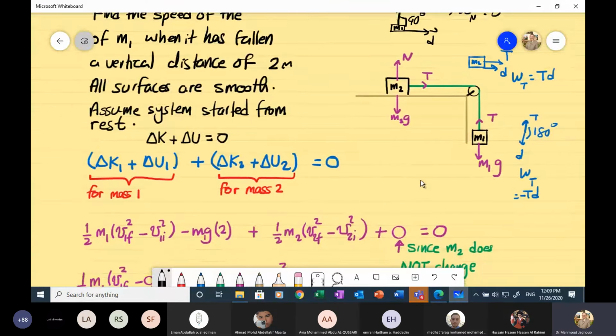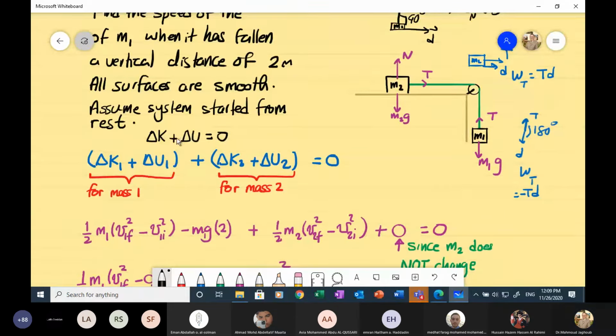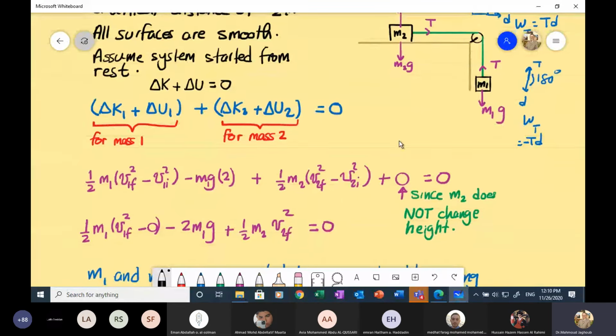Now, I can use delta K plus delta U equals 0. How many objects do I have? I have 2 objects or 2 masses, m2 and m1. I must apply delta K plus delta U to each one. So I get delta K1 plus delta U1 for the first, and delta K2 plus delta U2 for the second, and this equals 0. This is for mass 1 and for mass 2. You must have those for any mass you have. I have 2 masses, I have 2 of them.